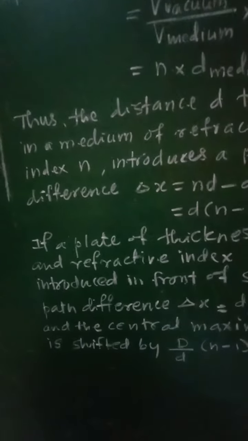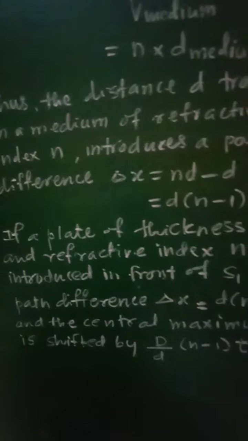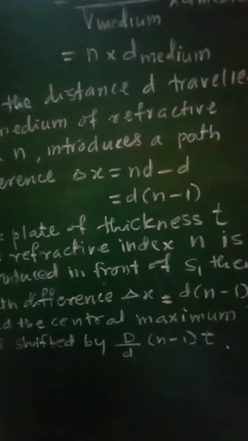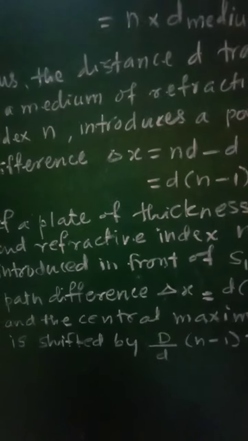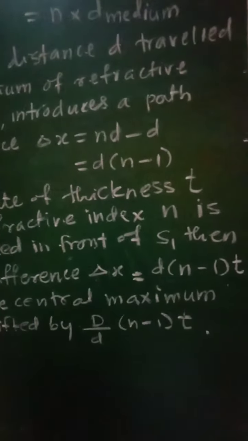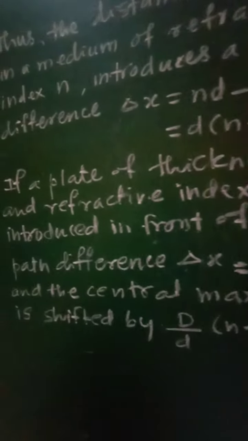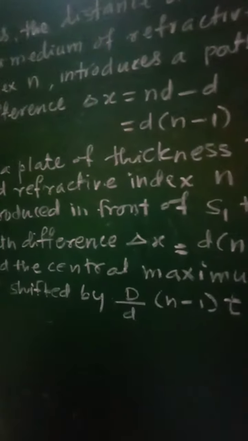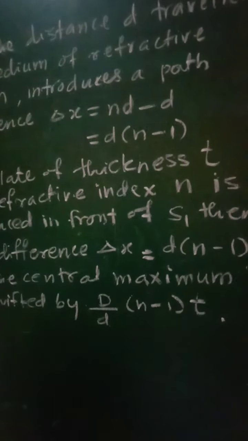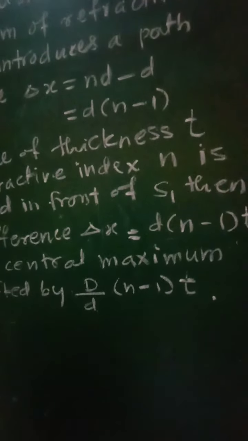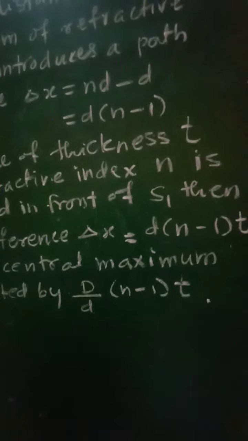Now, if a plate of thickness T and refractive index n is introduced in front of S1, then the path difference delta x will be equal to d into n-1 into t, and the central maximum, which is initially at point O dash, will be shifted by a distance d by D into n-1 into t.